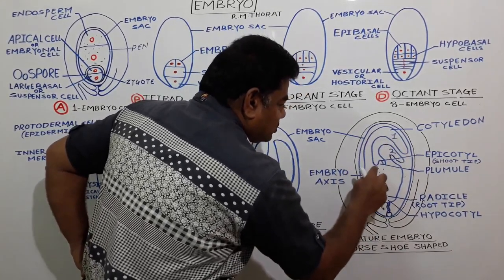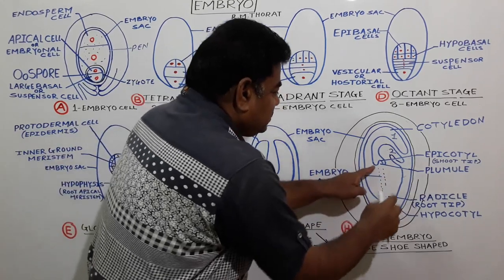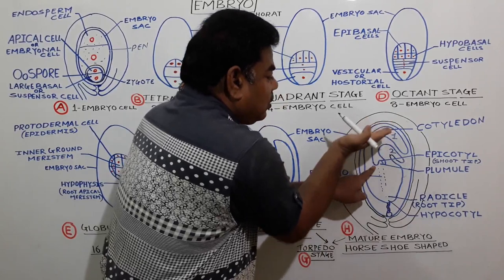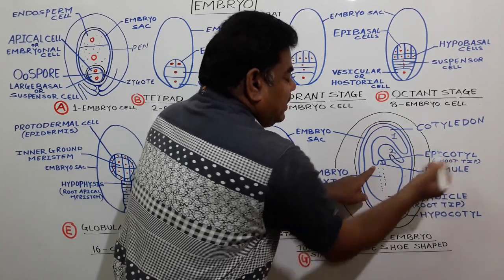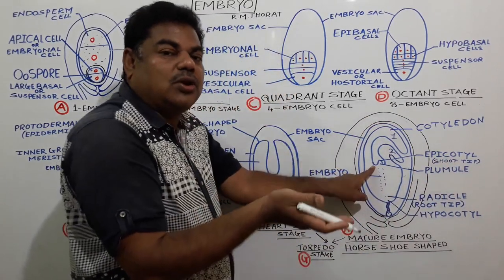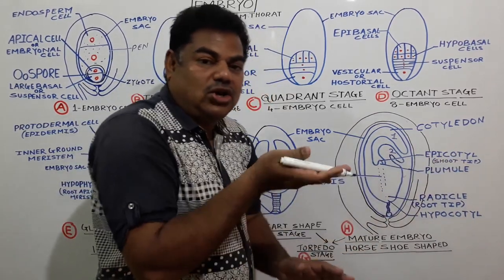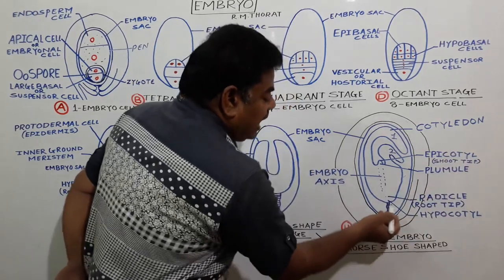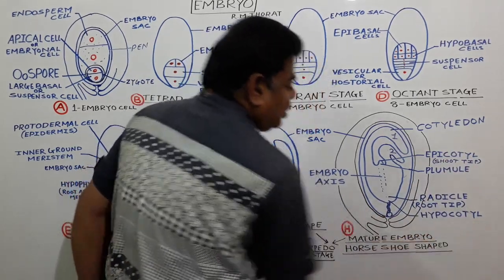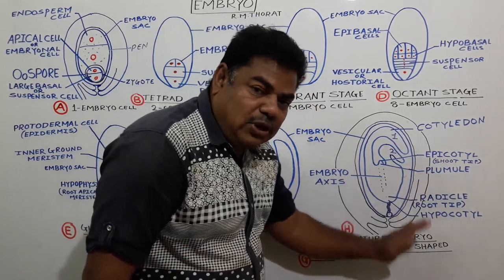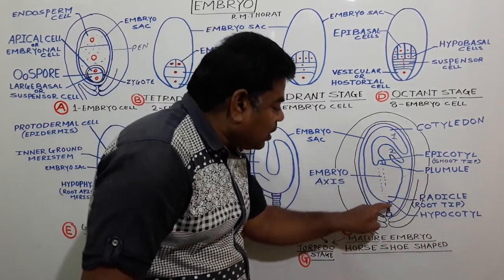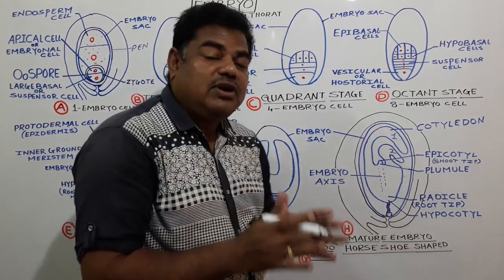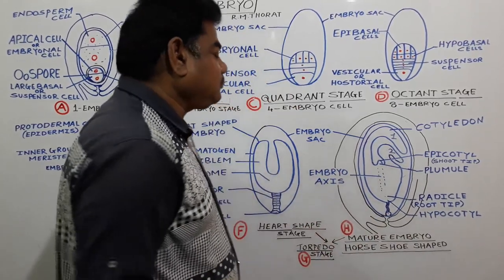One cotyledon starts from here, and this one is the second cotyledon. This structure is above the cotyledon, due to which we call it epi. Epi means above, and cotyl means cotyledon. Above the cotyledon this structure is present, due to which we call it the epicotyl. And this structure we call the hypocotyl. Hypo means below, meaning below the cotyledon this structure is present, due to which we call it the hypocotyl, in case of a dicot seed.